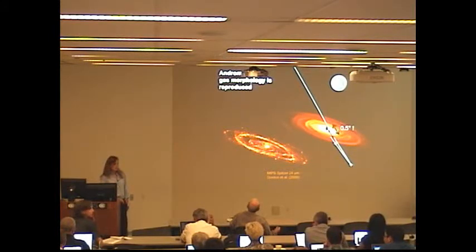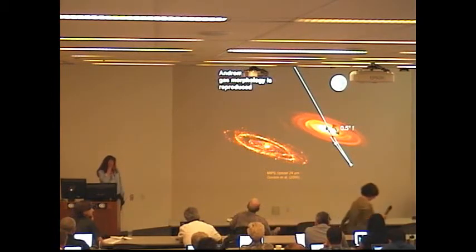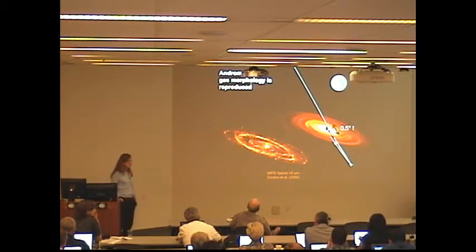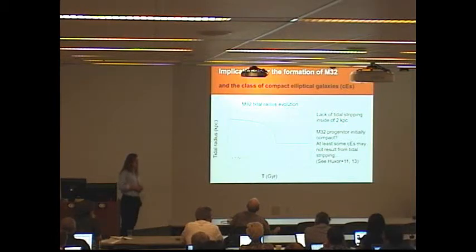Any other questions? David? Yes, I was curious about your conclusion that perhaps M32 was very compact to begin with. What did you assume for the structure of the satellite in your modeling? Did you have some core component? Did you have a Sersic index? Did you have it round? I mean, just curious what you started with.